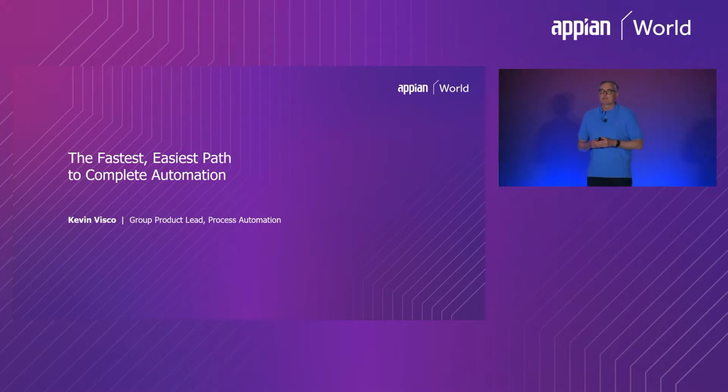My name is Kevin Visco. I'm the group product lead for process automation and RPA. And today's session is about complete automation. We're going to talk to you about the fastest, easiest path to get there.